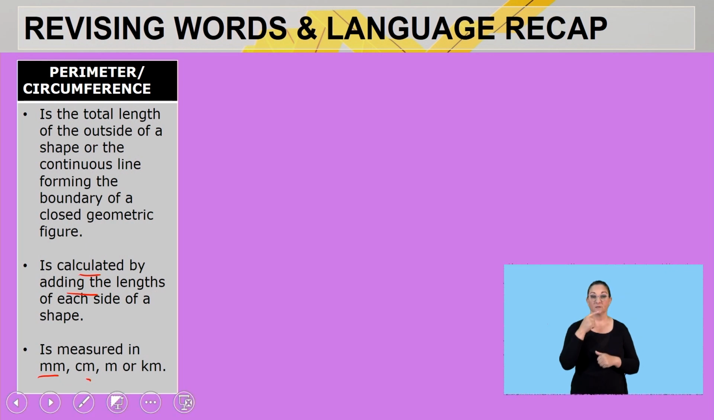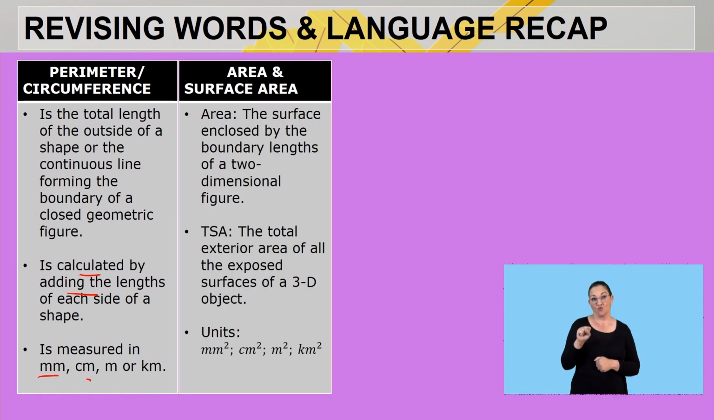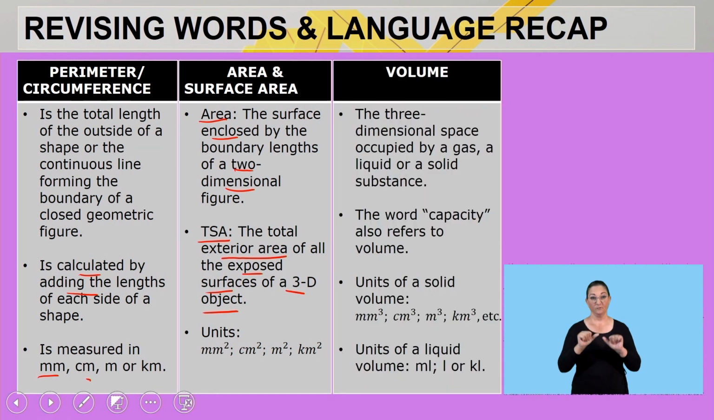We've also looked at area and surface area. And we've indicated that area is the surface enclosed by the boundary lengths of a two-dimensional figure. Then in terms of total surface area, we indicated that total surface area is the total exterior area of all exposed surfaces of a three-dimensional object. So area is coupled with two-dimensional shapes, and then your total surface area is coupled with three-dimensional objects. Then the unit for both, whether it's area or surface area, is squared millimeters, squared centimeters, squared meters, and so forth. Then we've looked also at volume.